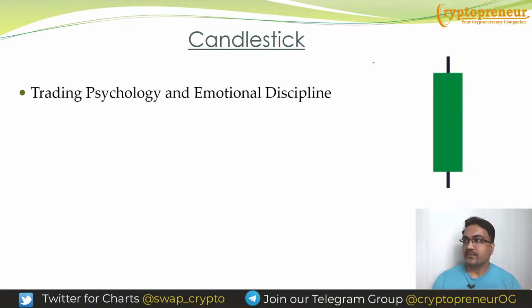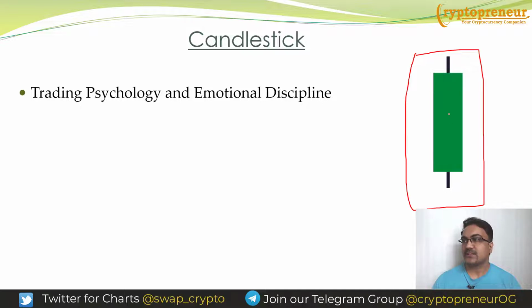Okay, so what is on the screen is a single candlestick. This is a bullish candlestick, that's why it is green in color. Candlestick gives us information about the psychology of the market. So what is the psychology of the market? It means whether bulls are dominating the market or bears are dominating the market, and which direction the market is going.